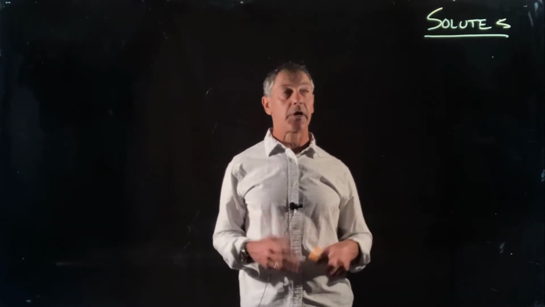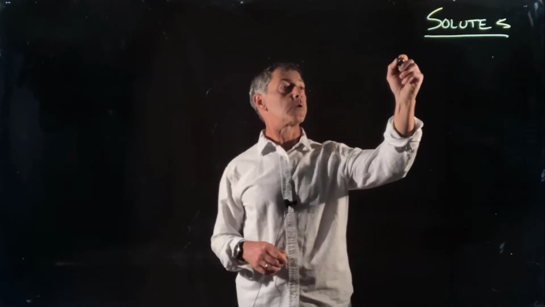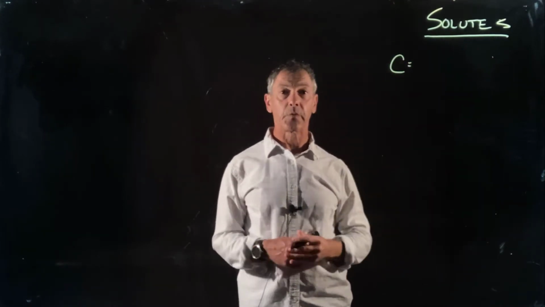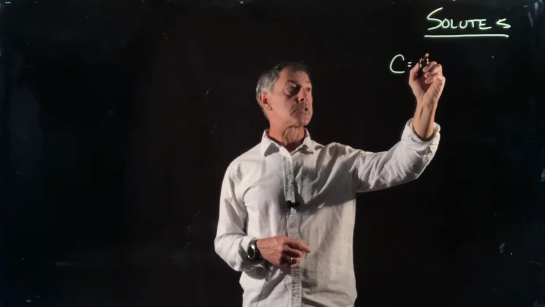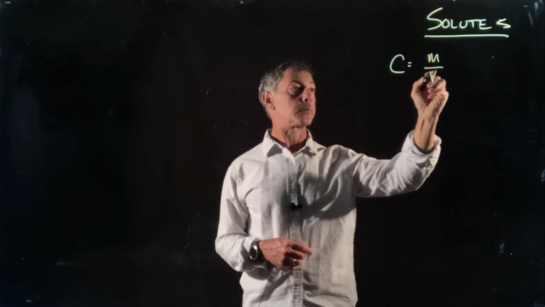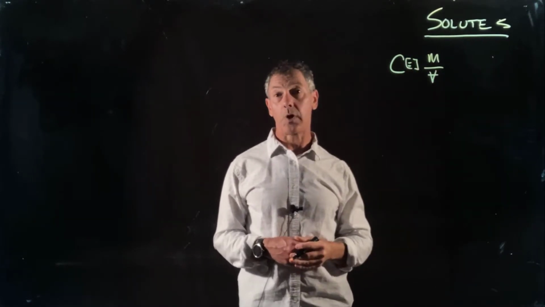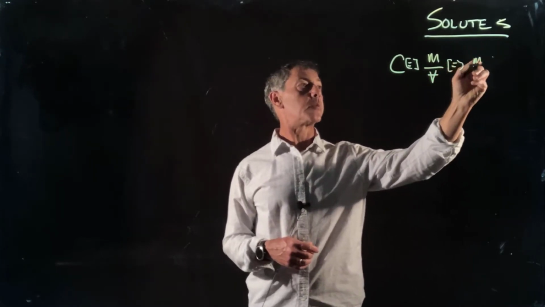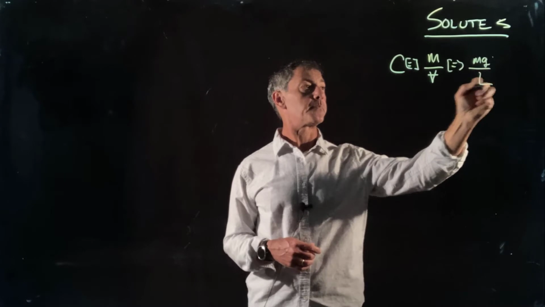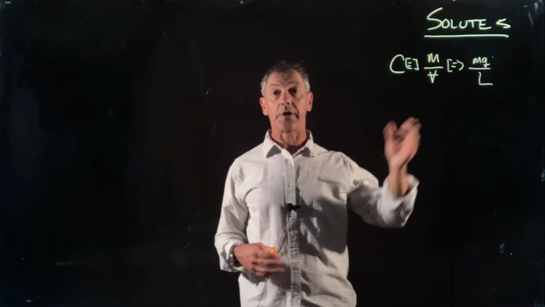So we need to look at the concentrations of chemistry in water. So we start with the concentration, we'll call it C, and that has units of mass per volume. So that's the mass of the chemical per volume of water. And so it might be, say, in units of milligrams per liter. So say milligrams of chloride per liter of water.